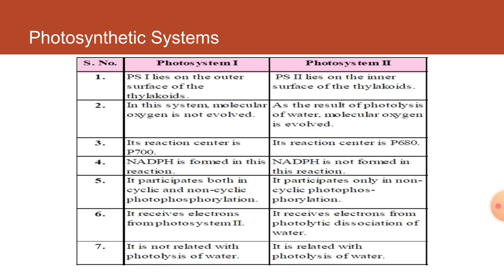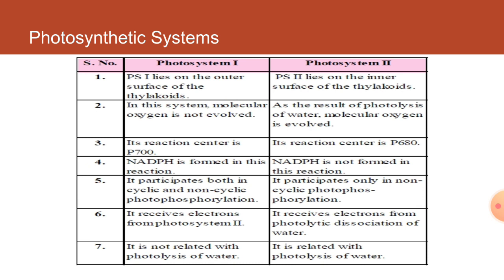Photosystem 1 is involved in cyclic and non-cyclic photophosphorylations, whereas photosystem 2 is involved in non-cyclic photophosphorylation only. What is photophosphorylation? Formation of ATP in the presence of light. Oxidative phosphorylation means formation of ATP in the presence of oxygen. That is seen in respiration. Photophosphorylation is seen in photosynthesis, formation of ATP in the presence of light.